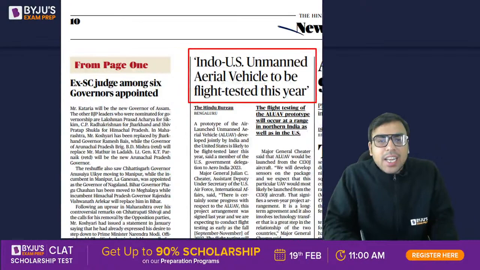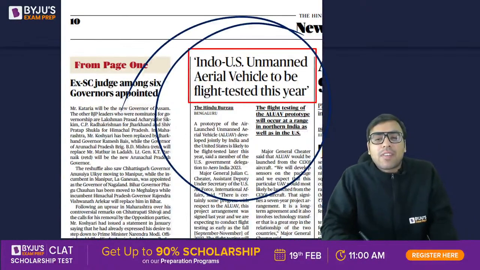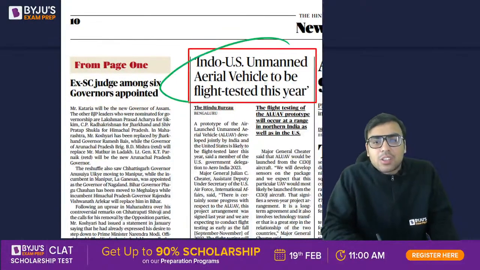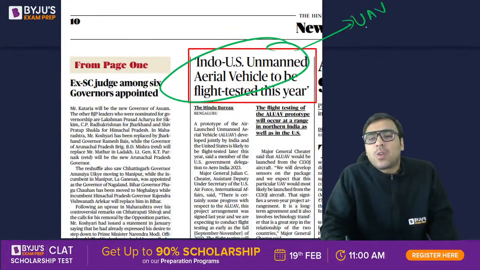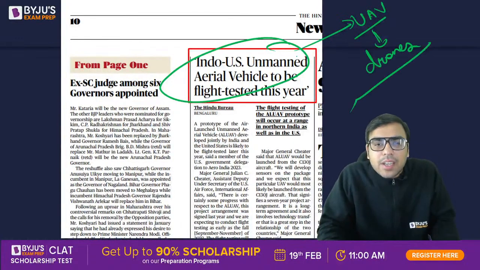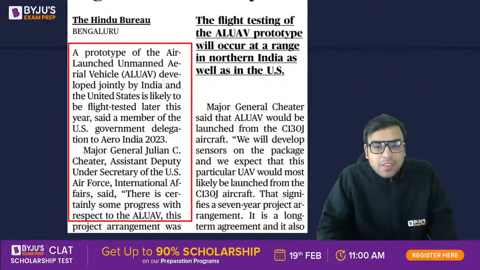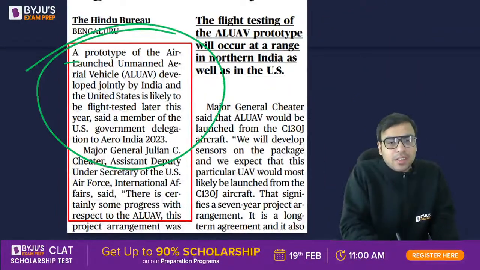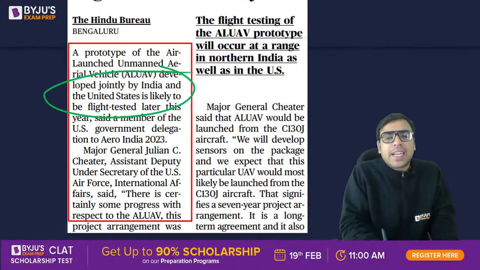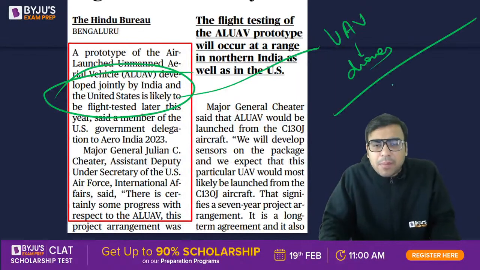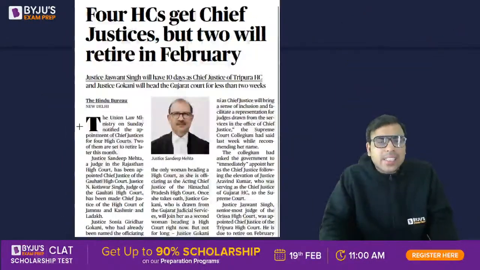Now there is an article, Indo-US unmanned aerial vehicle to be flight tested this year. Now what is a UAV, unmanned aerial vehicle? This is related to drones. Okay. So this will be flight tested this year. Indo-US together will be making this perhaps, right? Developed jointly by India and USA. UAV means nothing but drones, you can understand. Drones, I hope you are aware. I don't need to explain much. What are drones? Go and read it, just have an idea.